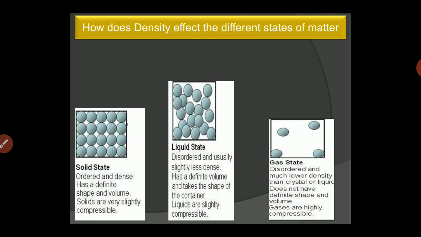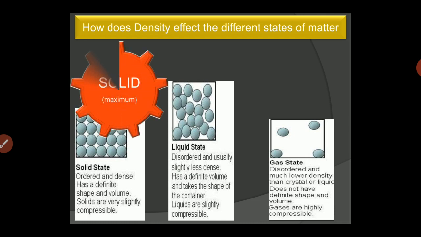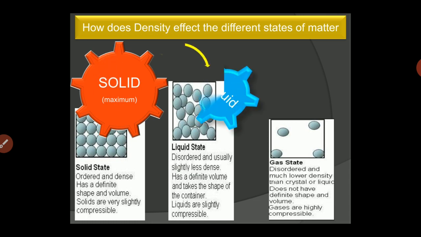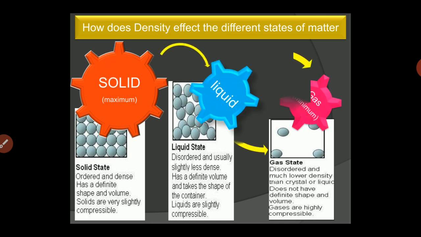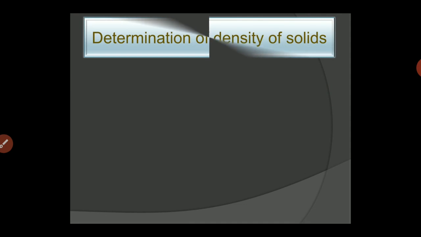Now coming to the effect of density on different states of matter. In solids, you can see the particles are very close by, and so we call them more dense. In liquids, the gap between the particles is more, so they are less dense, and in gases, you can see the gaps, so they have the least density. So solid has the maximum density, next comes the liquid, and the density of the gas is the minimum.